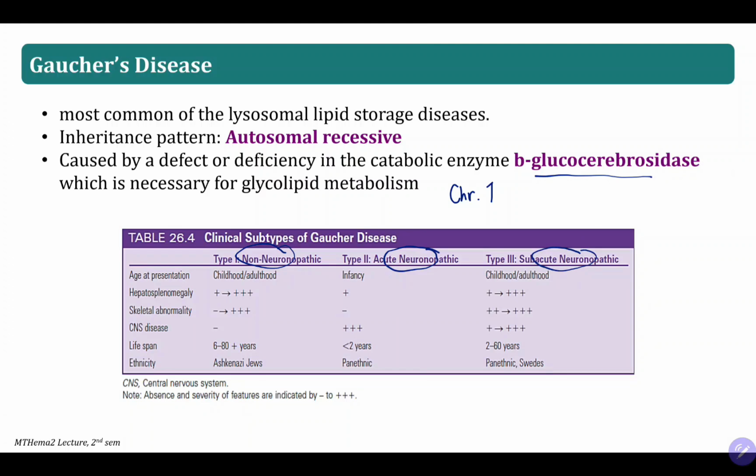Kindly please take note the age presentation for each of the clinical subtypes. So, usually naman sa childhood or adulthood. And then, which among them is affected with the central nervous system. Usually, si type 1, from the name itself, non-neuronopathic. So, hindi affected si CNS. And then, for types 2 and 3 are affected. Okay? And then, in type 1 of the Gaucher disease, this is the most common type and usually affects your Ashkenazi Jews.